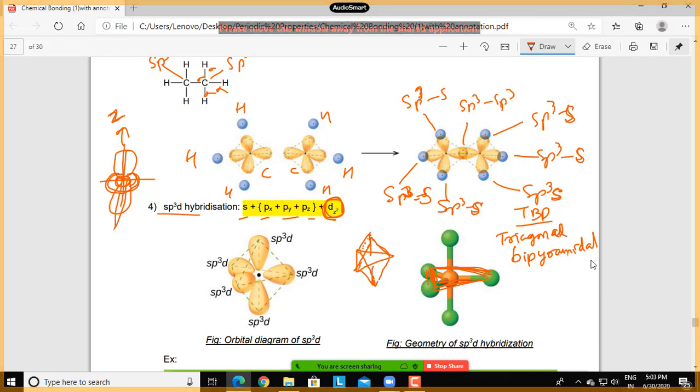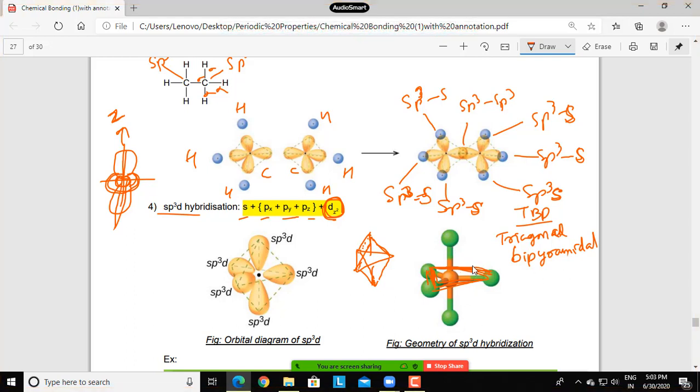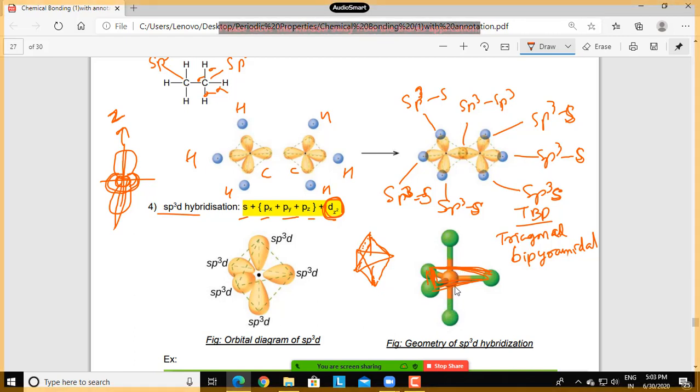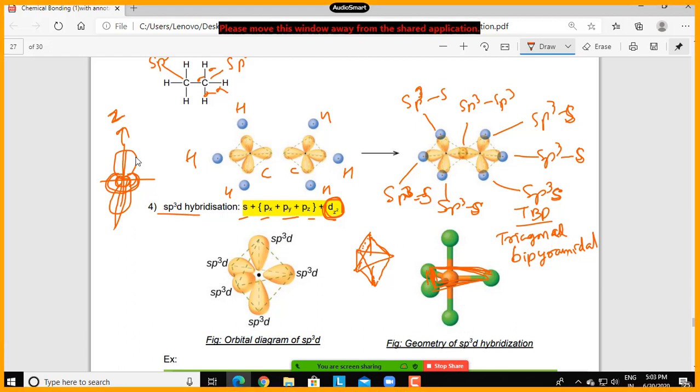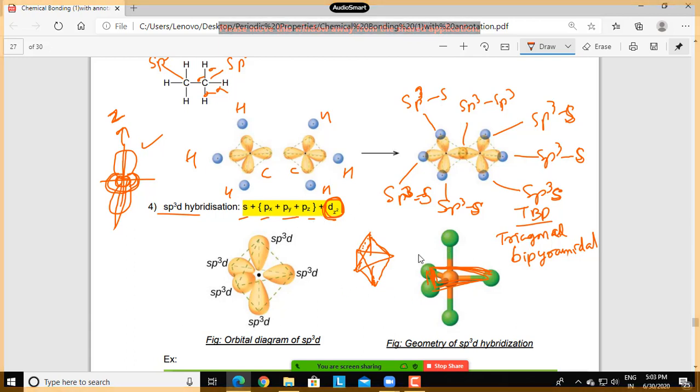So if you want to get trigonal bipyramidal shape, you have to take one orbital which is on the axis, isn't it? On the axis only dz square exists. Others are not on one axis. Dx square minus y square is there, but that is along two axes. So you have to select dz square for mixing. If you mix dz square, then only this will come.